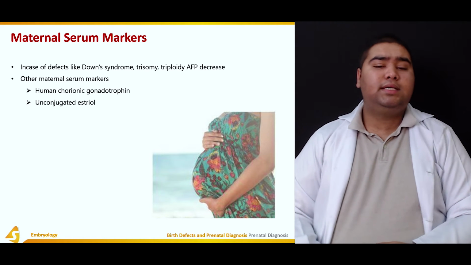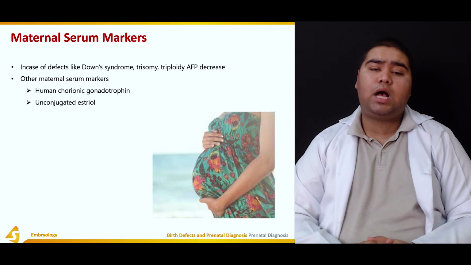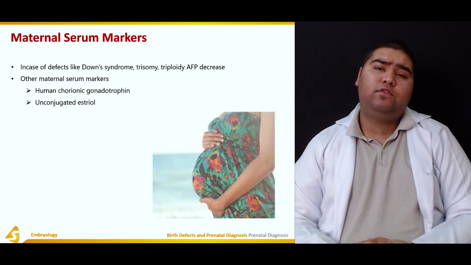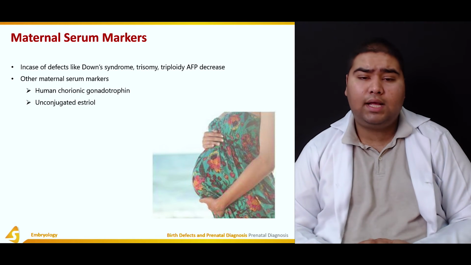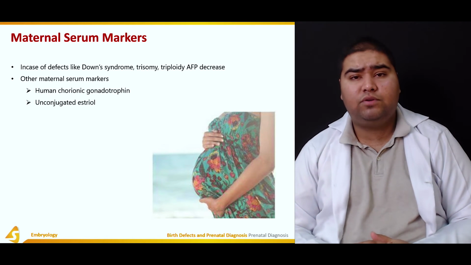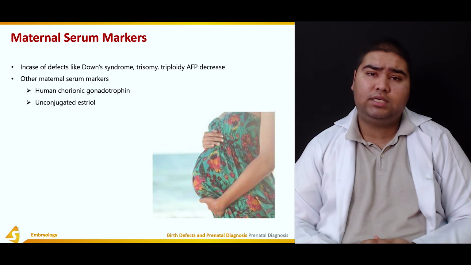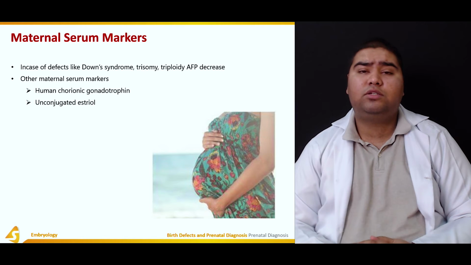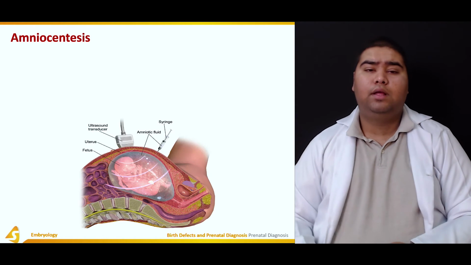Other maternal serum markers are human chorionic gonadotrophin and unconjugated estriol. These are used for identification and progression of pregnancy. However, alpha fetoprotein is the most important marker used to monitor the pregnancy, and it can be found elevated or depressed in various pathological conditions.